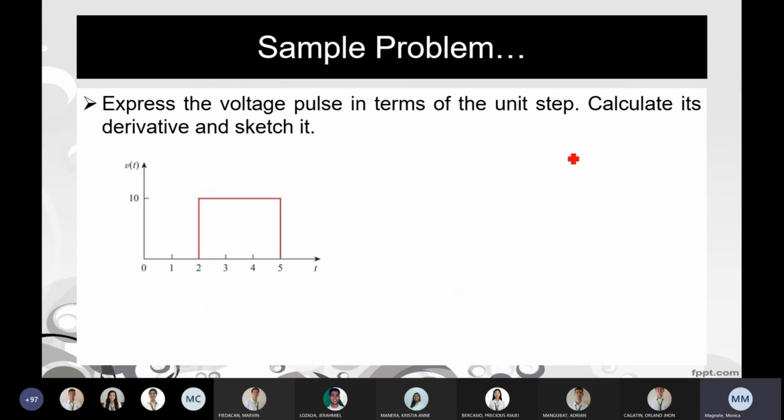Express the voltage pulse in terms of the unit step. Calculate its derivative and sketch. So, paano natin to lilabelan? So, ito, di ba, nasa 2 siya. So, anong magiging function na to? Pataas siyang ganito, tapos ito, pababa siya dito. Tapos ito na kay 5. So, ano to? Advance or delay? Advance po. Kasi nasa first region.